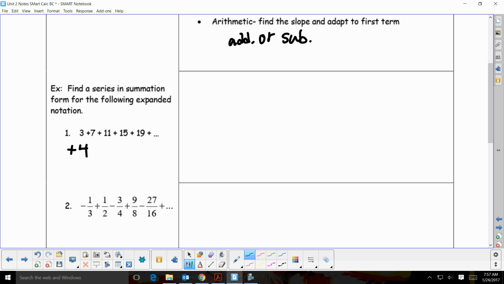What about as I go along here? It's hard to see on the first one. But what am I doing? Multiplying by 3 halves each time. Yeah, negative 3 halves actually. So the signs are changing.